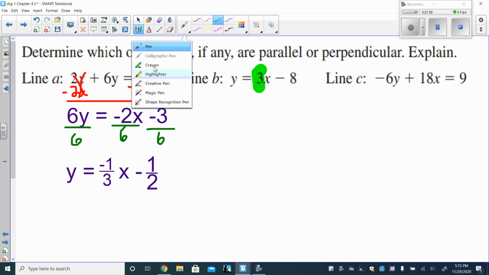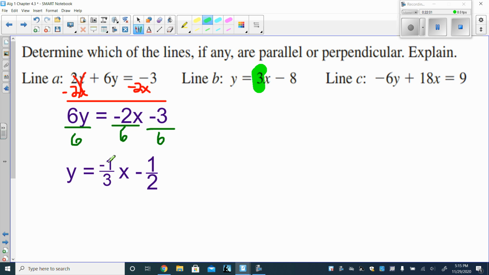plus b. M is our slope. The number in front of x in this form is the slope. So the slope for this line is negative 1/3. And we're done with this one here. Well, we're not completely done. We're just done writing it in slope-intercept form.